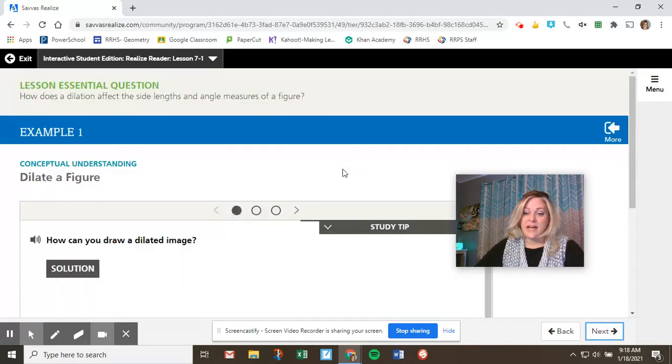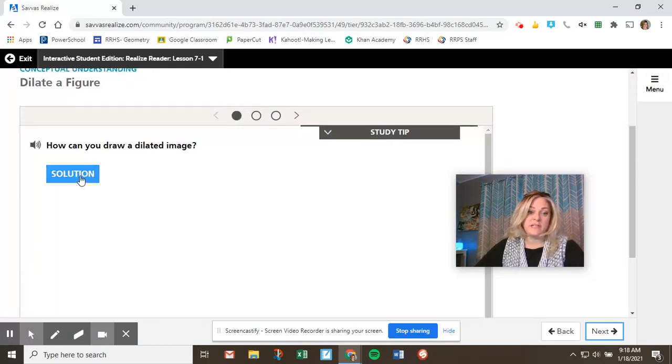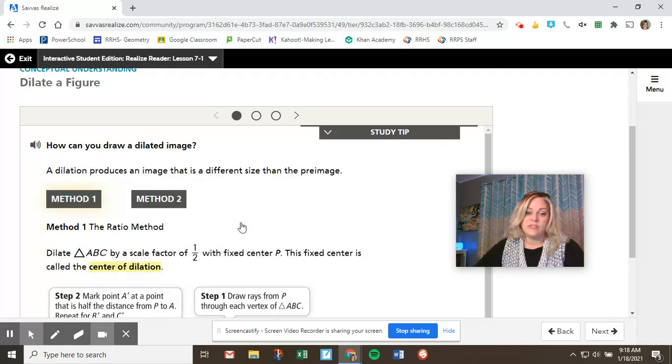Example 1 is actually a dilation. So how can you dilate an image? I love this example because it actually goes through step by step the different types of dilations. So there are two methods. The first method is the ratio method.